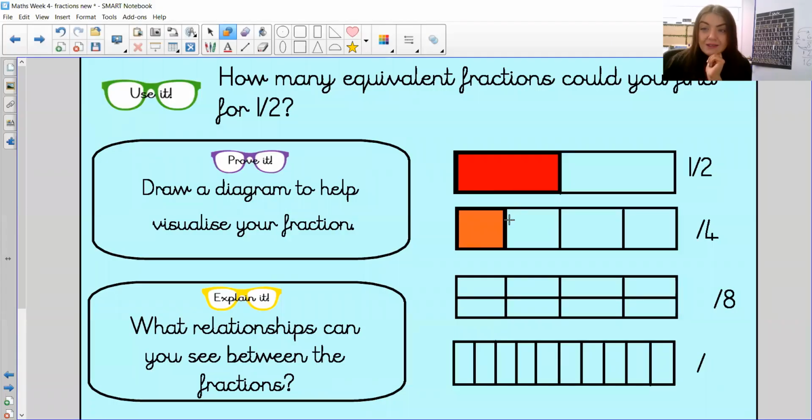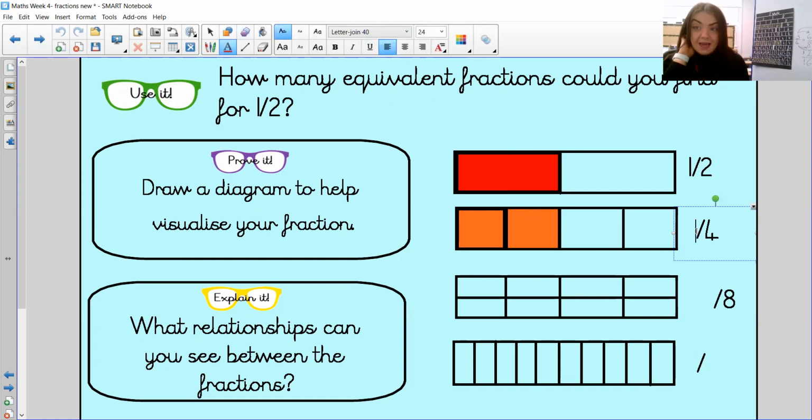Now that one isn't quite the same amount, so I'm going to go for another one. And now you can see that they are showing the same amount of that fraction. So that is red all the way up to there, and now that is shaded in the same amount. So how many quarters do I need to get the same amount as a half? I know I need 2 quarters.